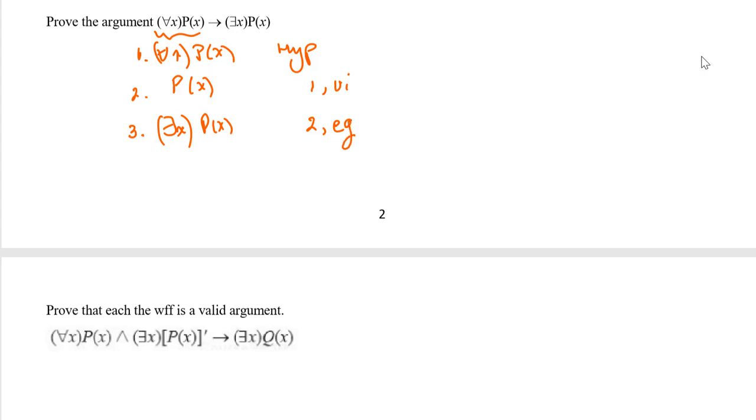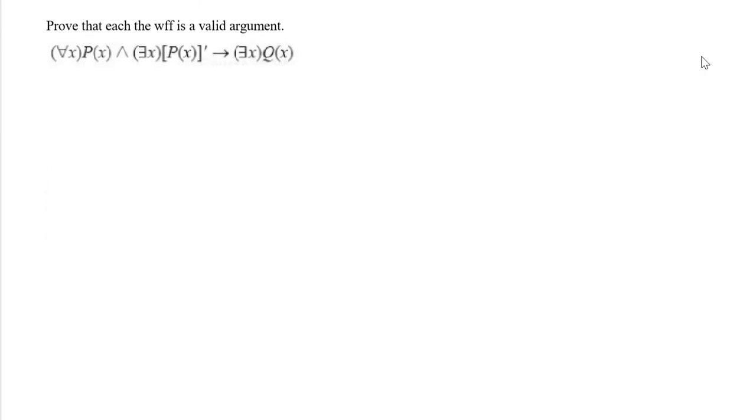Instantiation is when you strip the quantifier, generalization when you put back the quantifiers. So either universal if you have for all, or existential if you have there exists. Okay, let's see another one.